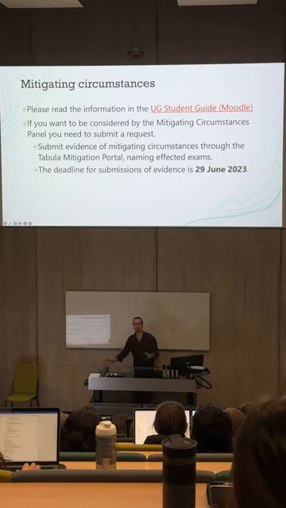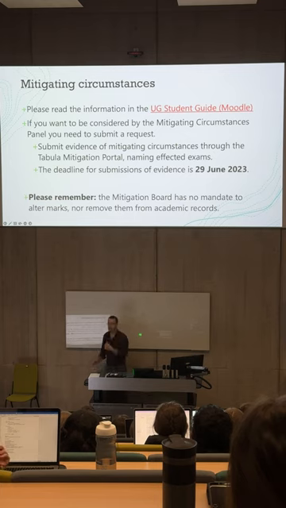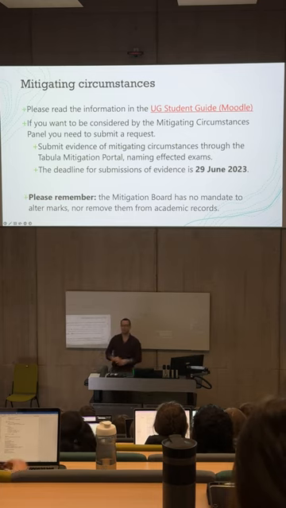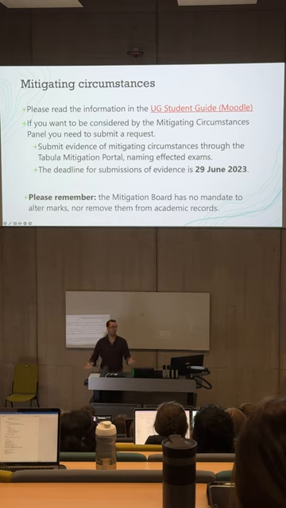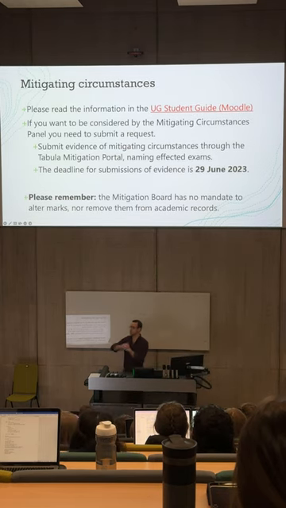Mitigating circumstances panels consider the mitigation that you have submitted and make a recommendation to the exam board over what might be done with it. What they cannot do is alter any marks. So if you failed and you have missed circs, that doesn't mean we can take the mark away. That is your mark. Nor can it remove them from academic records. So the marks that you receive will go on your academic records and stay there forever.